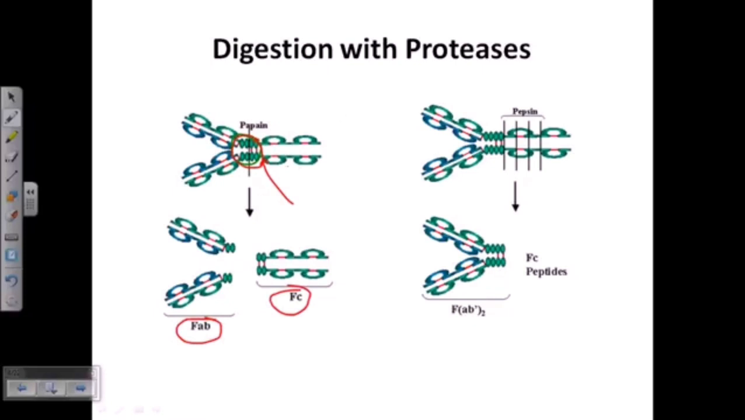Now if we treat the same protein with another protease called pepsin, which is a very common protein, pepsin will cleave this protein in a different region. It will cleave the protein just after these disulfide linkages present in the hinge region, and it will also segment the FC region into several different components. So ultimately we get very small components of the FC portion, as well as one large component having both the FAB portions, with heavy as well as light chains. It is called the FAB prime 2 or F(ab')2 portion, because it has two FAB segments.